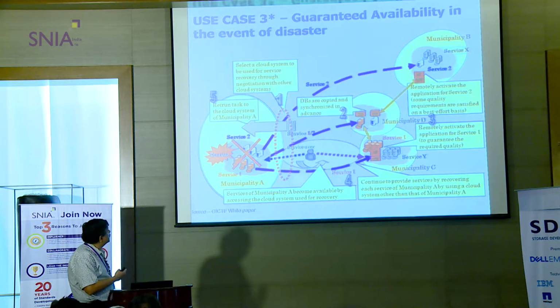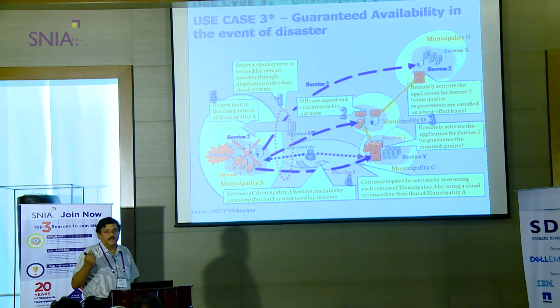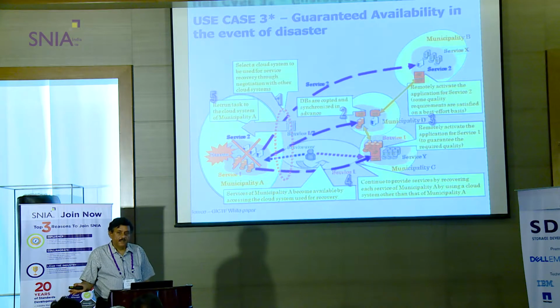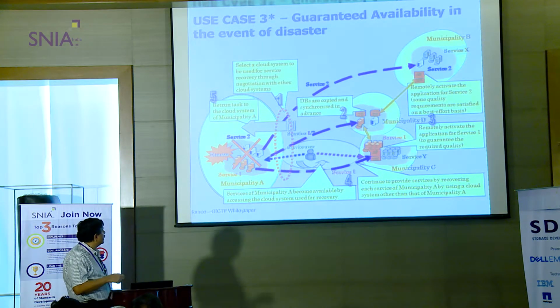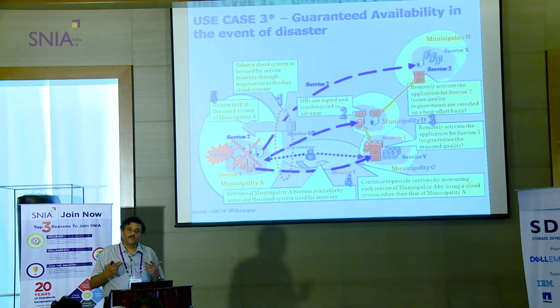Then use case 3 is guaranteed availability in time in the event of disaster. What that means is we will periodically snapshot data from one cloud to another cloud, so that in case of a disaster scenario, I will be able to recover. Again, many of these things can be done by proprietary means today, but our idea is to build this into the cloud, so they become standard services which everybody can use.